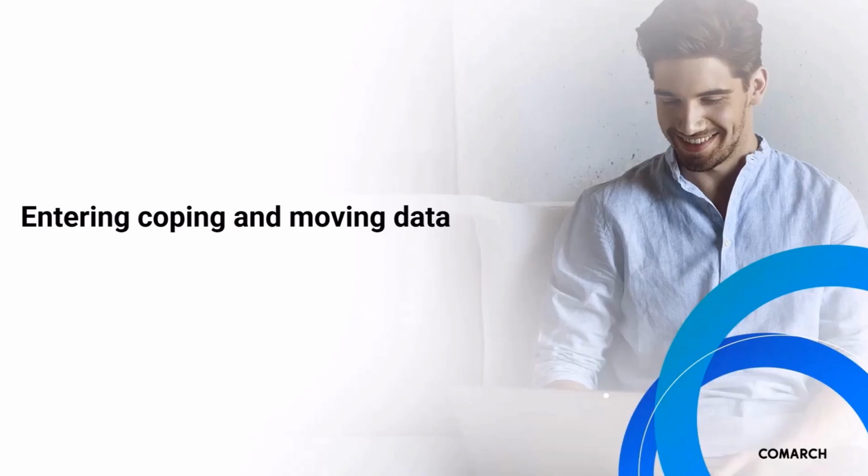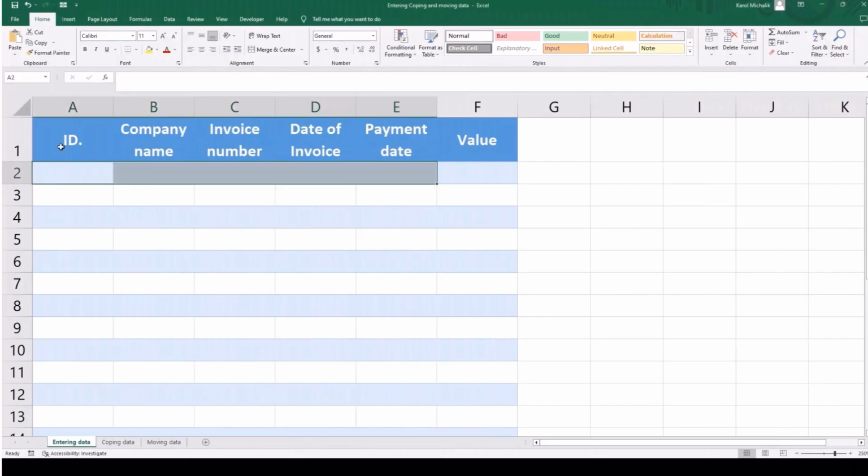In the first part of the training, I will talk about how to enter, copy, and move data effectively in Microsoft Excel. So let's begin. In my file, I have an empty table, which I want to fill. There are a few columns there: ID, company name, invoice number, date of invoice, payment date, and value of the invoice. In the first column, ID, I want to number the records of the data. A record of the data is the first empty row below the column headers. So this is the place in which I will store the data.